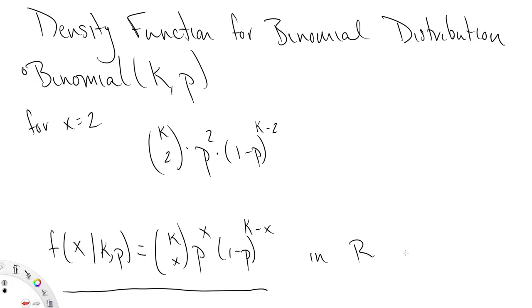In R, this corresponds to dbinom. So in R, there is a function named dbinom that is the density function of the binomial distribution, and it does this calculation for you for any k, p, and x.